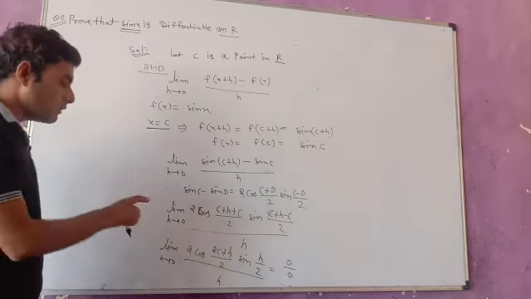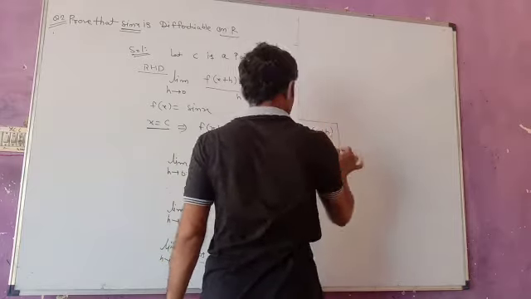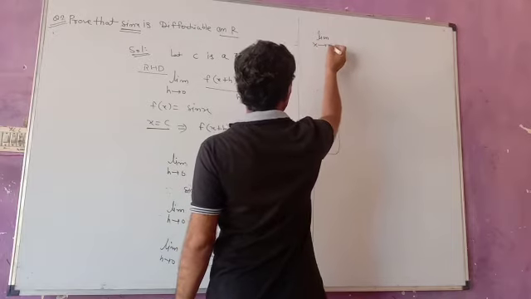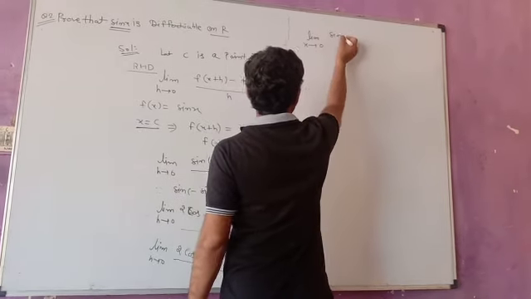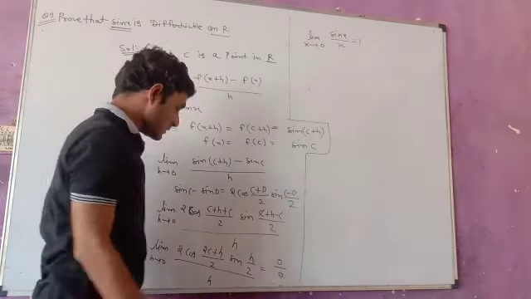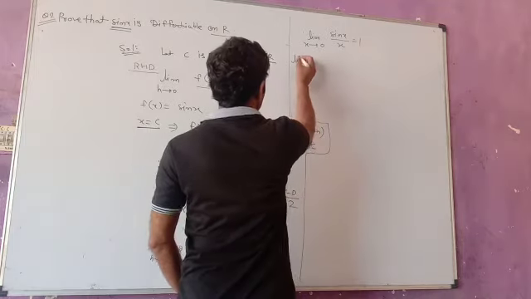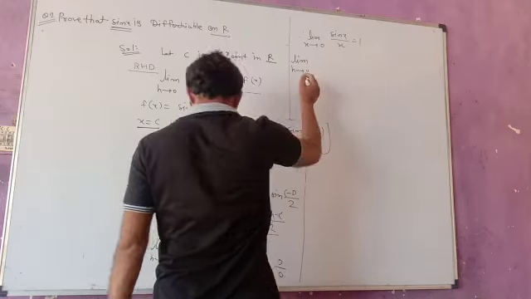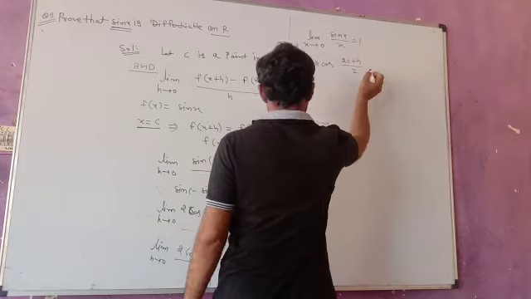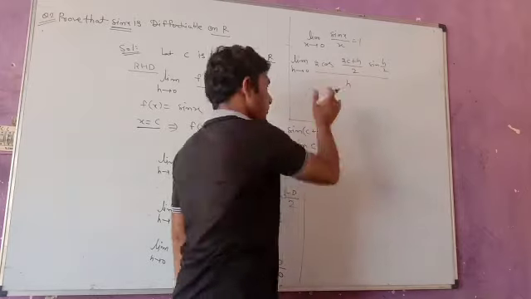So first we have to remove the 0 upon 0, it's an indeterminate form. Let's see. We know the standard limit, limit h tends to 0 of sin x upon x is 1. So we can change sin(h/2) upon h. Let's see it. Limit h tends to 0, 2 cos (2c plus h) upon 2, sin(h/2) upon h. We have it.